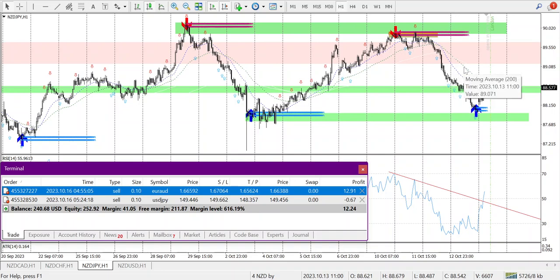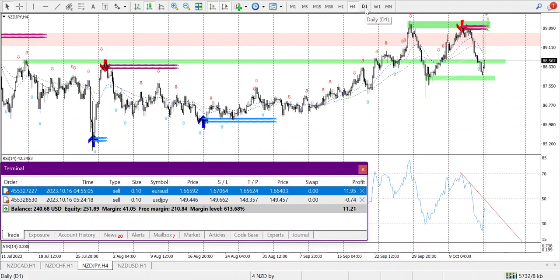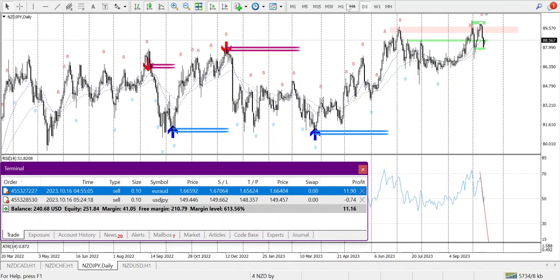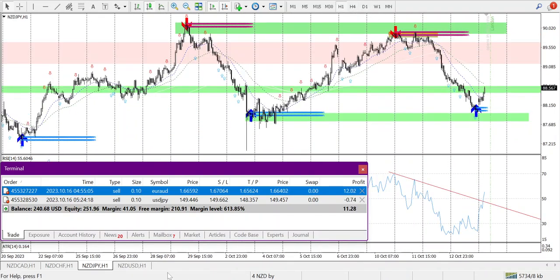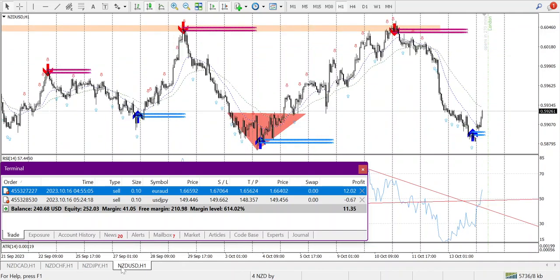And I don't know. There are so many diagrams. I messed up my diagram. I think something like that. But who knows? Maybe I'm right. Maybe I'm wrong. Okay, we start with NZD USD.